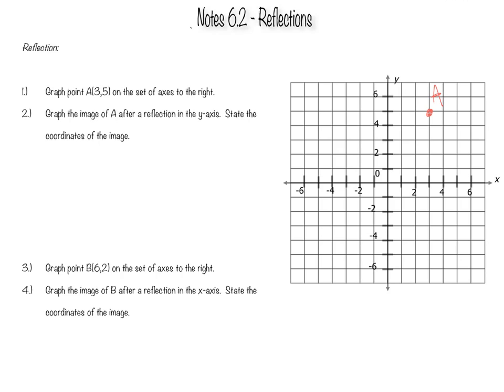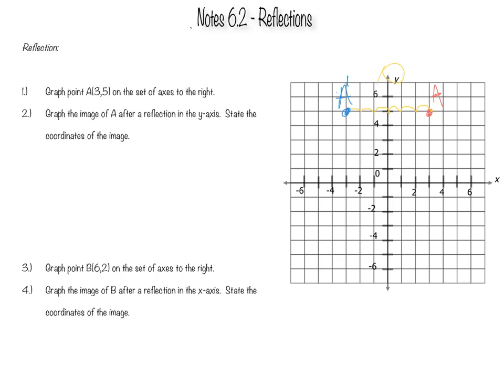So first we need to remember which one's the y-axis. Well, the y-axis is the vertical line. And if I want to reflect it, A is already 3 away from the y-axis. So now we go 3 away in the opposite direction, and we have the image of A. This little prime next to it says that it's the image of A.